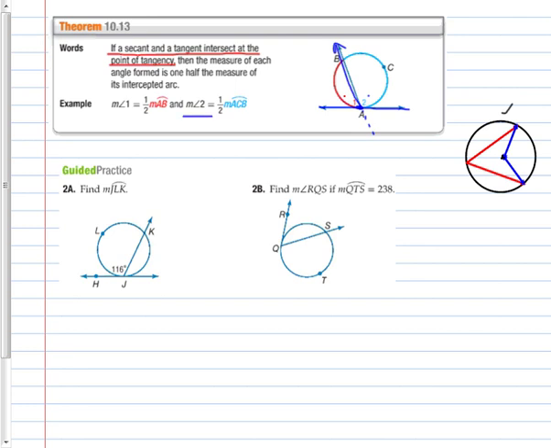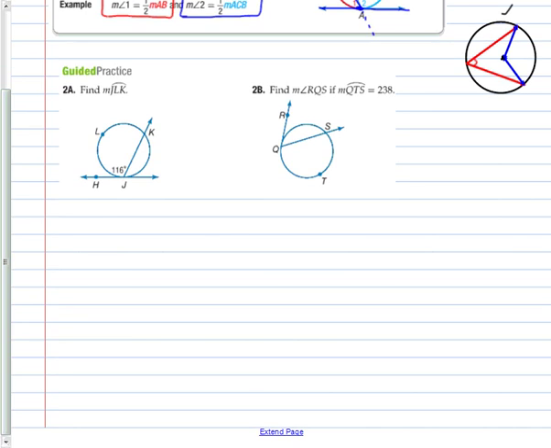It is just like the inscribed angle relationship. The measure of that angle is exactly 1/2 the intercepted arc. So it's the exact same relationship as this one, the inscribed angle. 1/2 the measure of that arc.